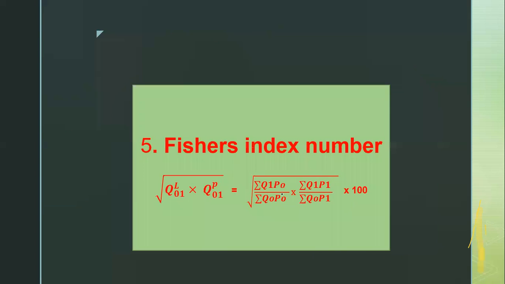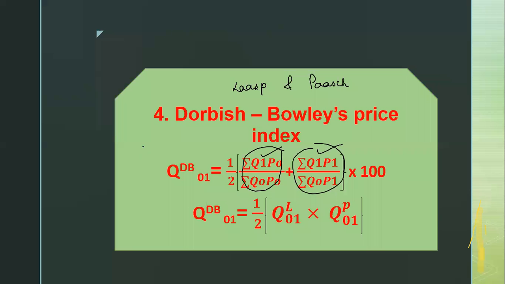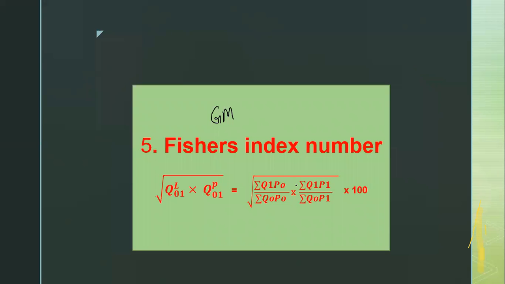And the last method is Fisher index number. Again in Fisher index number, we are taking the geometric mean. In Dorbish and Bowley, what were we doing, we take the arithmetic mean. That means we were adding. Whereas in Fisher index number we are taking the geometric mean. That means we are multiplying and then taking the square root of the values of Laspeyres and Paasche. So here also we are taking the geometric mean of the Laspeyres quantity index and the Paasche quantity index number.